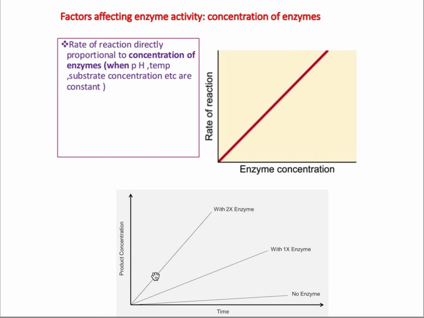There is a chance that if you stop the continuous supply of the substrate, all the enzymes will be occupied with the substrate, and the substrate will be converted to product. And if there is no substrate, if you increase the concentration of the enzyme, the rate of the reaction will not increase. So to get the rate of the reaction increased with the increased concentration of the enzyme, you need to continuously supply the substrate.